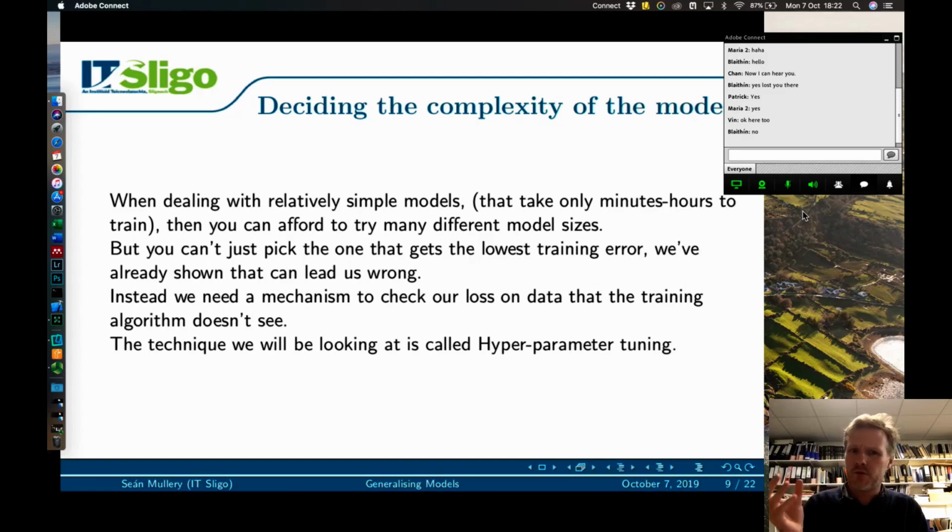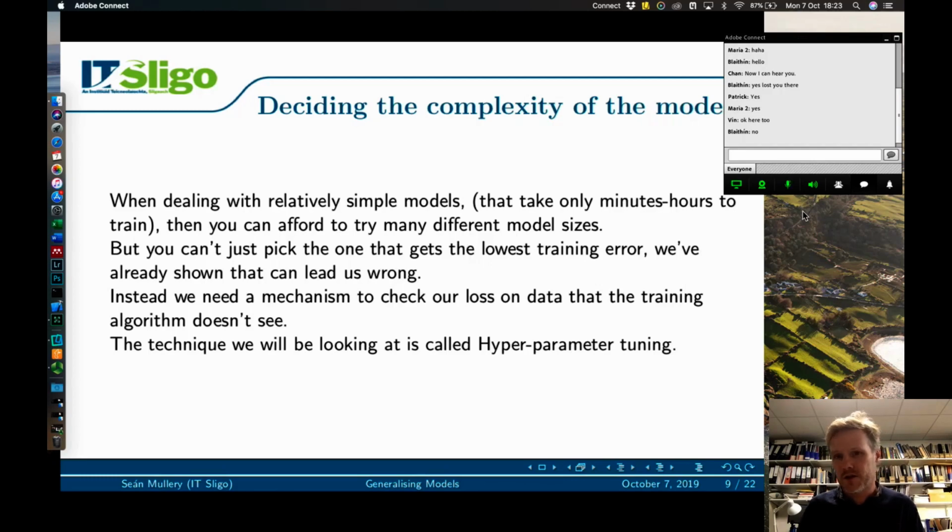So when dealing with relatively simple models that take only minutes or hours to train, you can afford to try many different model sizes. This means that you can try a polynomial of degree 1, degree 2, degree 3, degree 4, degree 5, maybe up to degree 10, if it's only taking a few minutes to train your model. Now, of course, the more parameters you've got in your model, the longer it's going to take to train. But if it's still only taking a few minutes, then that's probably time well spent.